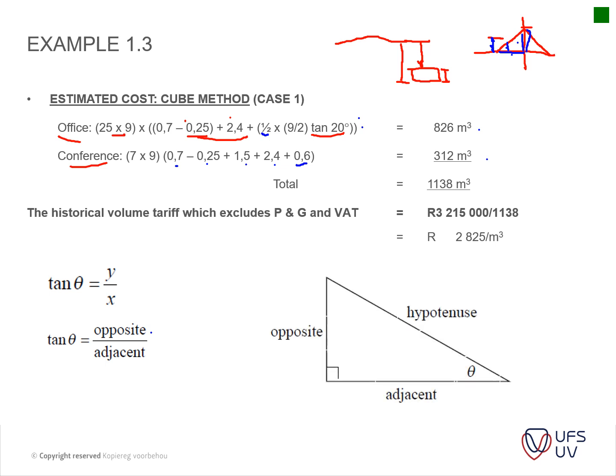Okay, so what you've got is this. You've got your angle here, and then you've got your adjacent and opposite there. So this is the one that you're looking for. You've got this distance here, which is marked on the drawing, which is your 9 meters divided by 2. So your building is 9 meters wide. You divide it by 2 to get your adjacent, and then you've got your 20 degrees here. Then you calculate your opposite on that side.